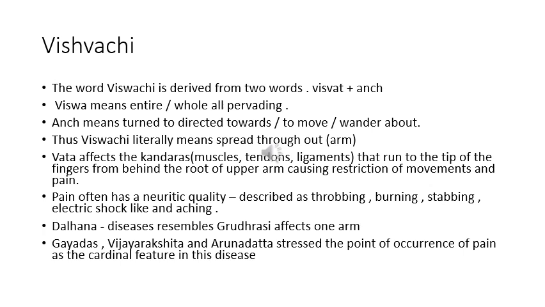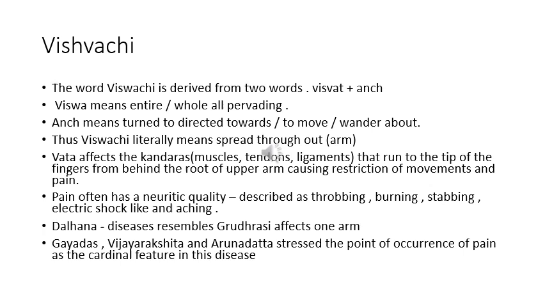Here what happens is that Vata affects the Khandaras. Khandaras here include muscles, tendons and ligaments, which run to the tip of the fingers from behind the root of the upper arm, causing restriction of movements and pain. The pain often has a neuritic quality. It is described as throbbing or burning pain, or stabbing, or electric shock like, hand aching type of pain. All such kinds of pain can be seen in this condition.